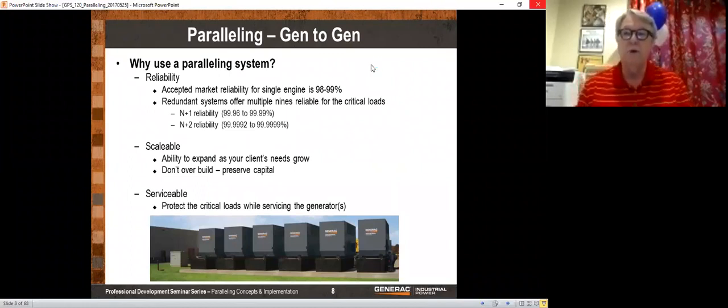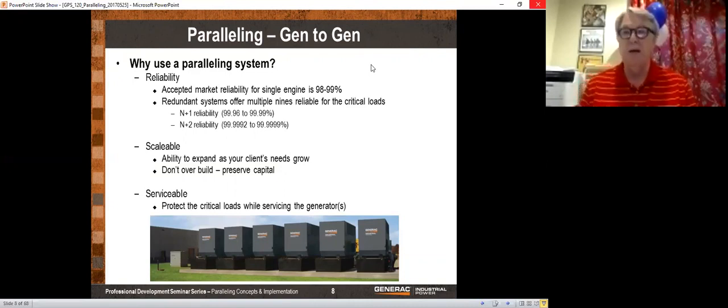And as we go through the presentation, you'll see a lot of advantages. But the number one is reliability. So how reliable is a generator? Well, that's not a number that anybody actually publishes and hangs their hat on. Generac says generators are about 98 to 99%. That may be a little optimistic, quite frankly.